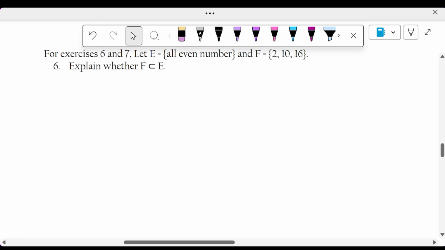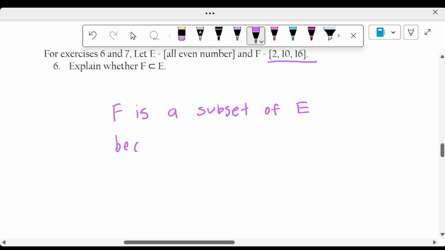Question 6. For exercises 6 and 7, let E equal all even numbers and F equal 2, 10, and 16. Explain whether F is a subset of E. For F to be a subset of E, all the elements in F have to also be in E. So we need to determine if all these numbers are even. 2 is even, 10 is even, and 16 is even. So F is a subset of E because all the numbers are even. Well, the elements in the set.